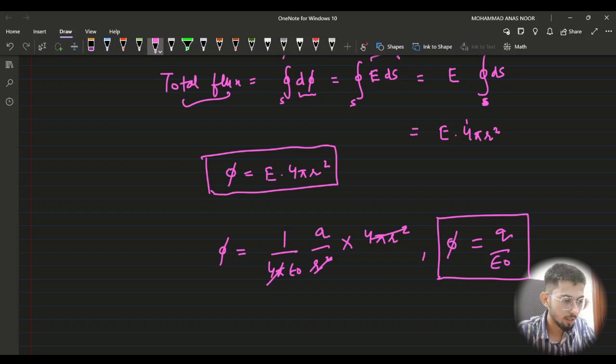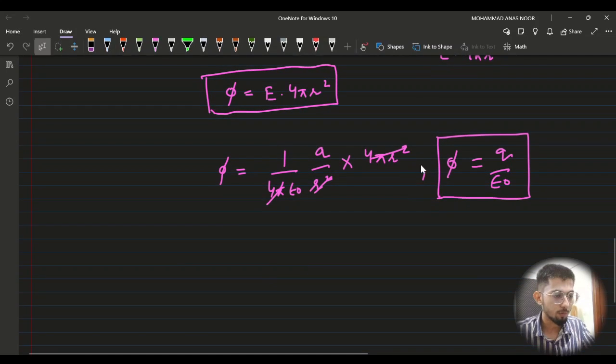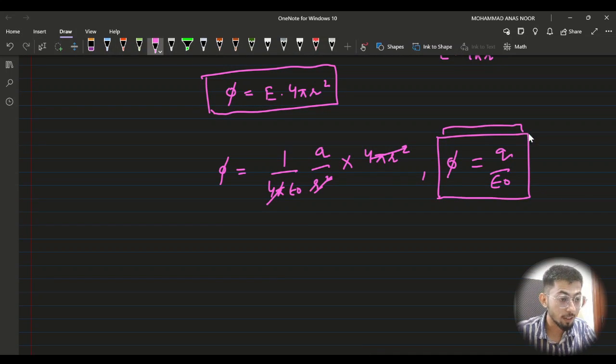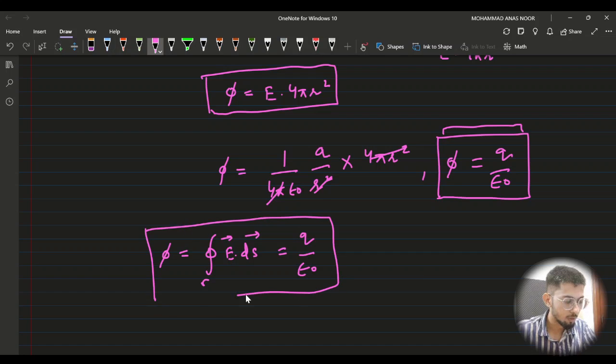So it comes quite handy to find the flux when it is difficult to find the electric field, because flux is the surface integral of E dot ds, and now it can also be written as q by epsilon naught. There are two ways to find flux. Either you find it using the electric field, the original flux formula, or you do it by the Gauss law, Gauss theorem. Sometimes it is difficult to find the flux using the formula, then we can use the Gauss theorem.